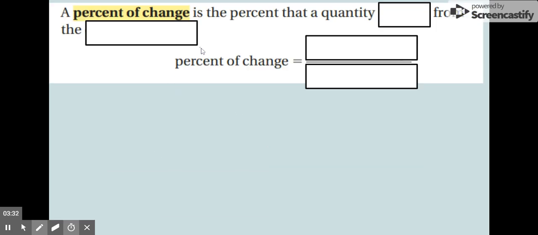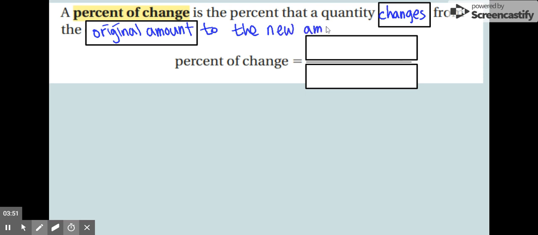The definition of a percent of change is the percent that a quantity changes from the original amount to the new amount. So the percent of change is basically you compare the change to the original amount, right? So just simply remember this. You compare change to the original.